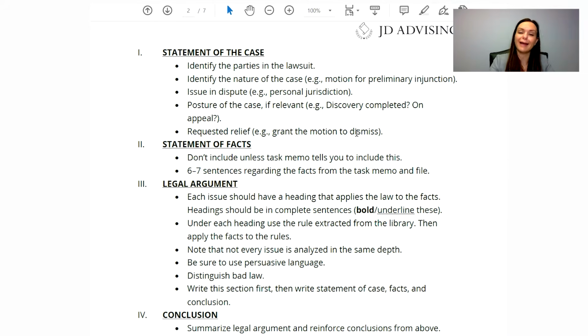You can draft this last. You'll have a better feel for not only the law, but your file as well if you draft your legal argument first. And drafting this later will probably make it go more quickly rather than you struggling with grappling with the facts at the beginning.